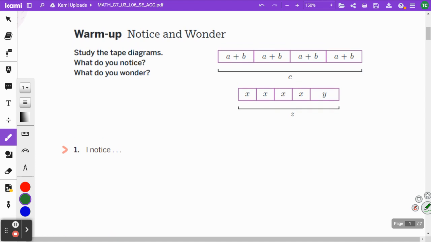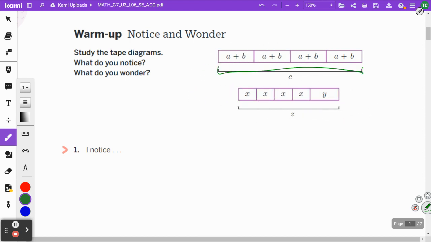A couple things I notice here. I notice we got different variables. I notice in the bottom we have only one variable in each box, even if they're different variables. However, in the top, we got a plus b. I also noticed that they're different lengths.